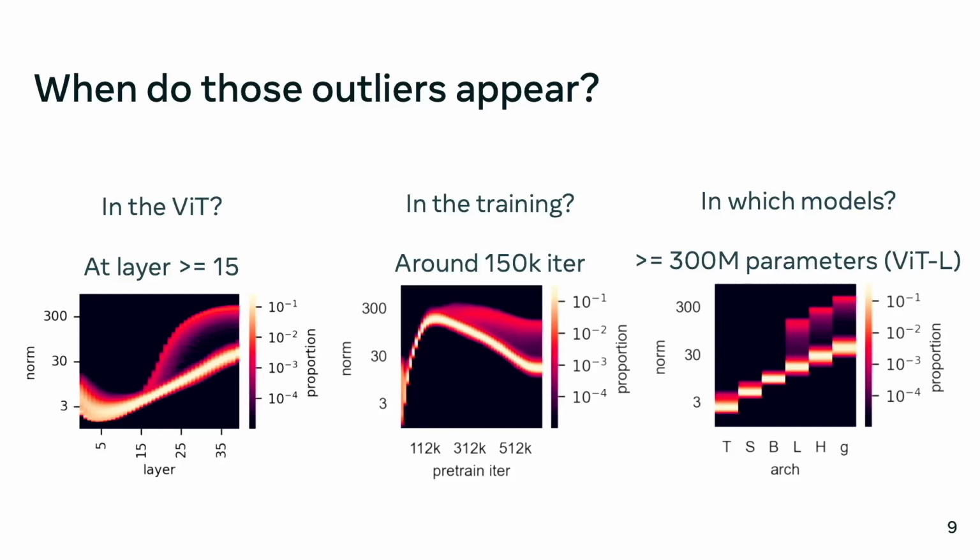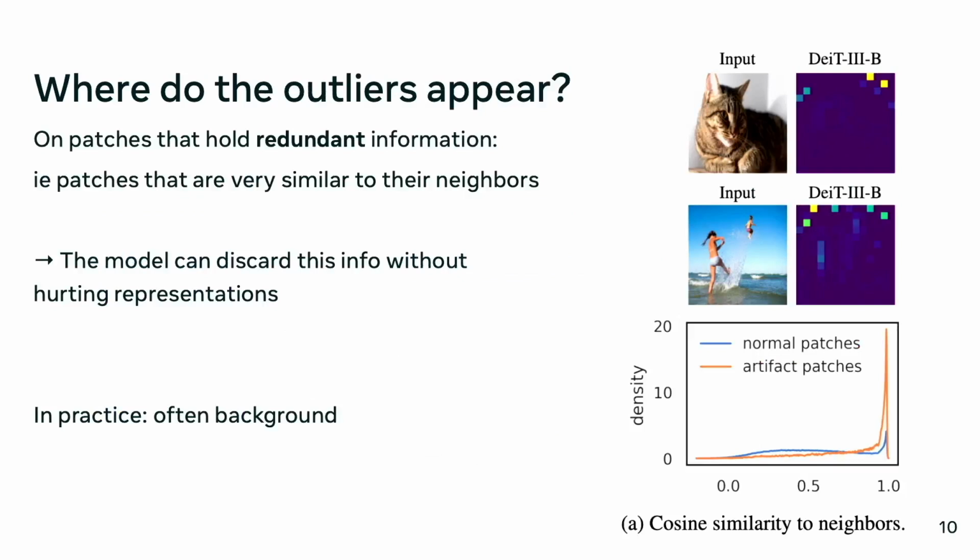These are interesting clues, but they don't really explain anything. So let's get down to something else. Where do they appear? As I was saying earlier, in this image of the cat, these outliers appear on the wall.